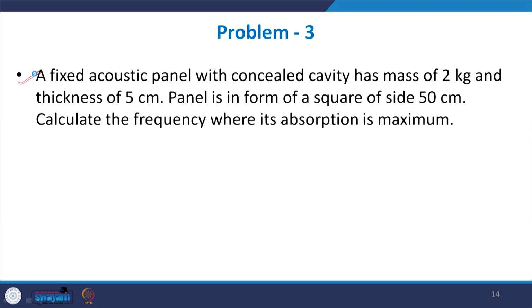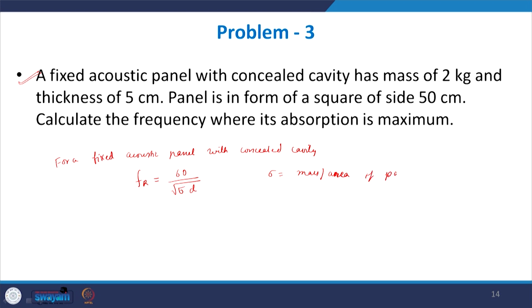So now we know that, let's solve it here. We already know that for a fixed acoustic panel with concealed cavity, the resonance frequency was given by the formula 60 divided by under root of sigma times D, where sigma is the mass per unit area of the panel, and D was the depth of the cavity, or how far the cavity is behind the panel.